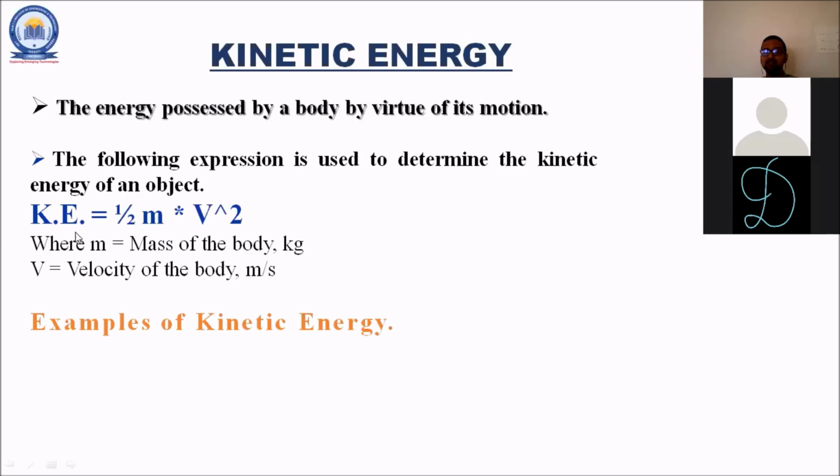I hope you are well aware of the equation for finding the kinetic energy. That is, kinetic energy is equal to 1/2 mv squared, where m is the mass of the body in kg, and v is the velocity of the body in meters per second. Now friends, one question from my side: can you give me some examples of the kinetic energy which you are aware of?